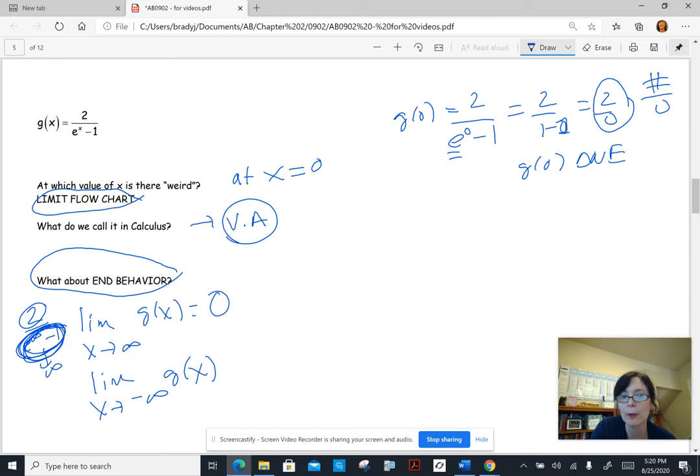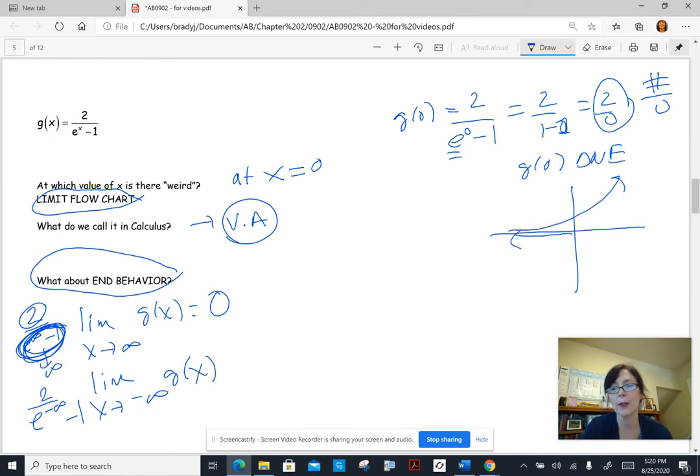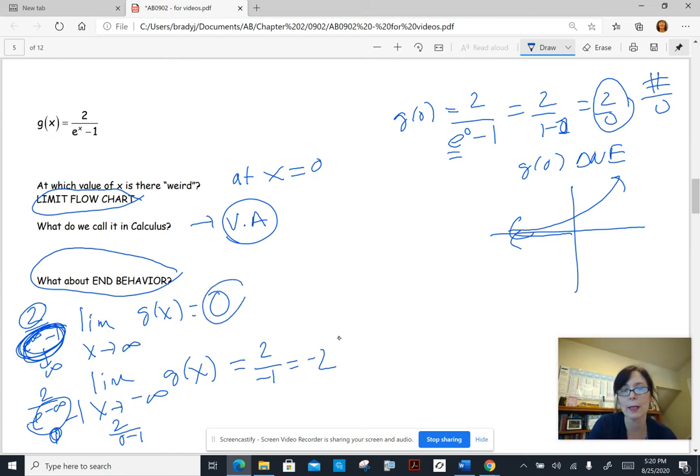Now if I came from the other direction, you would have 2 over e to the negative infinity minus 1. Hopefully you remember the graph of e to the x. It looks like this. When you're going to negative infinity, e to the x is essentially 0. So you have 0 minus 1, and this would be 2 over negative 1, which is negative 2. So you have 2 horizontal asymptotes, because these are both constants. This one gives you y equals 0, and this one gives you y equals negative 2.